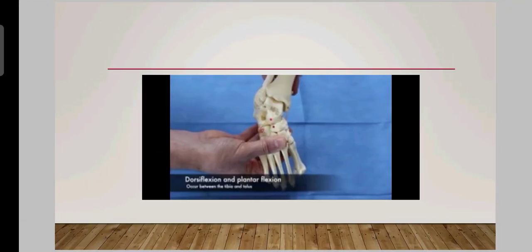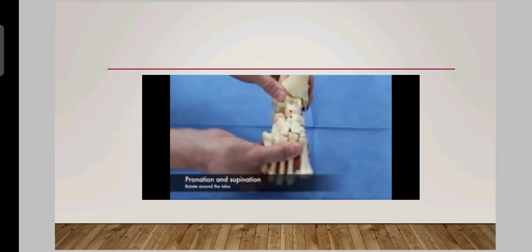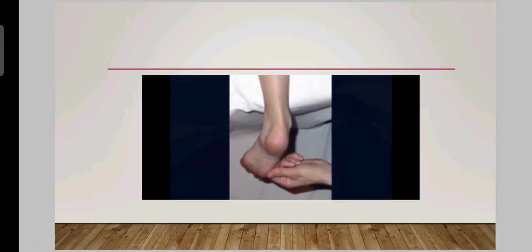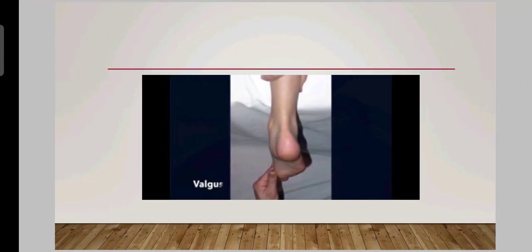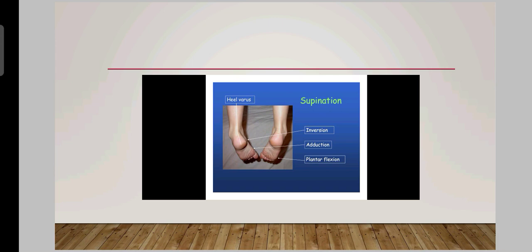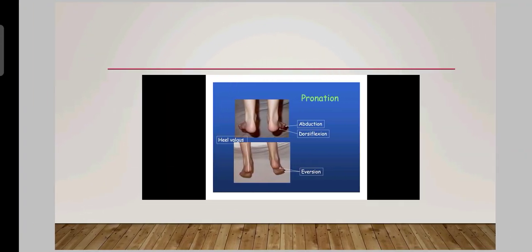This is principle four: dorsiflexion and plantar flexion take place at the ankle joint, that is the tibiotalar joint, and pronation and supination take place at the subtalar joint. This is varus and valgus; here, heel valgus. Now supination combines inversion, adduction and plantar flexion along with heel varus. The heel goes in varus and supination. And just the opposite, pronation consists of abduction, dorsiflexion and eversion, and the heel goes in valgus.